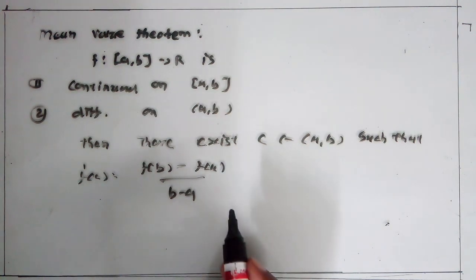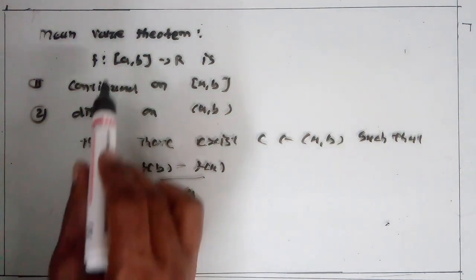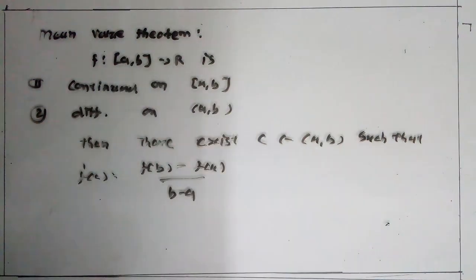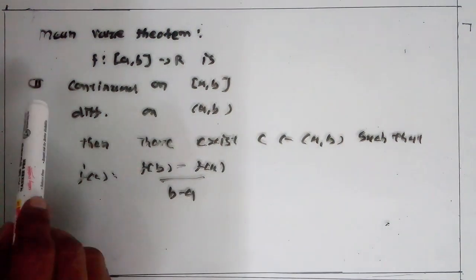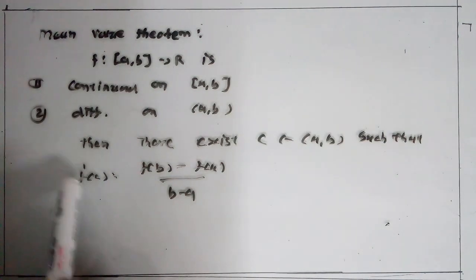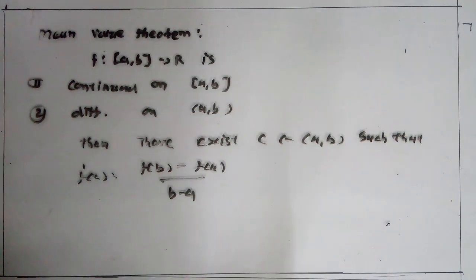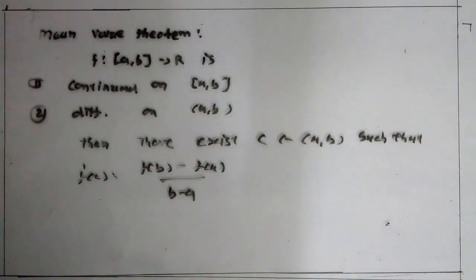Remember this. This is the mean value theorem. For a function f, two conditions. First condition, continuous on the closed interval [a, b]. Second condition, differentiable on the open interval (a, b), and there exists c belonging to (a, b) such that f'(c) equals (f(b) minus f(a)) upon (b minus a). That is, if the two conditions are satisfied, then there is a c belonging to (a, b) such that f'(c) is equal to (f(b) minus f(a)) upon (b minus a). Clear? This is the mean value theorem.